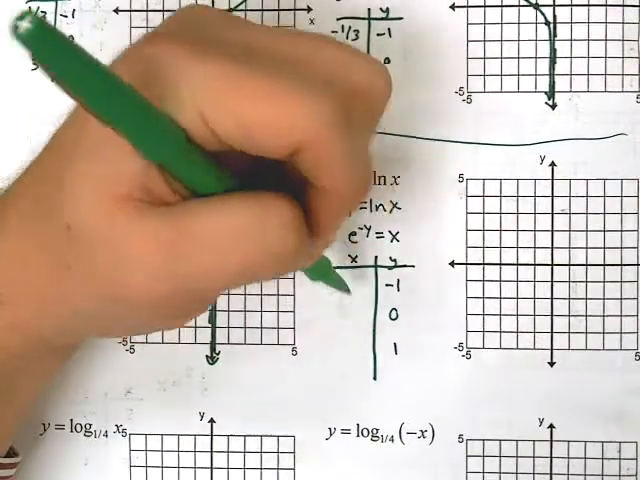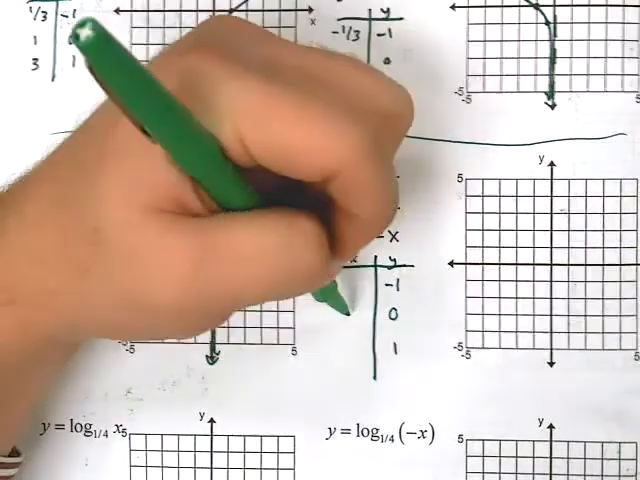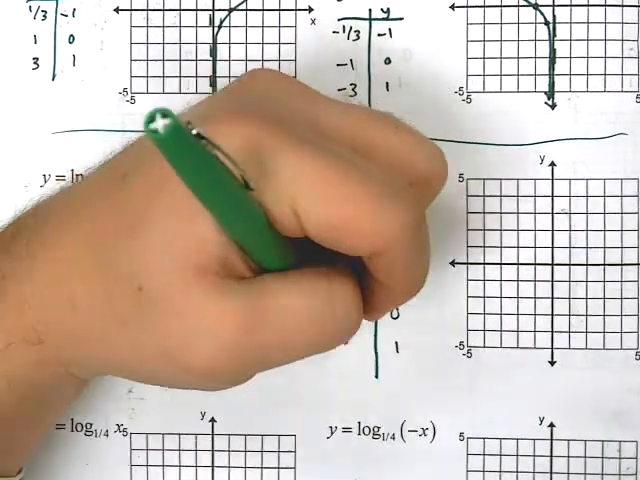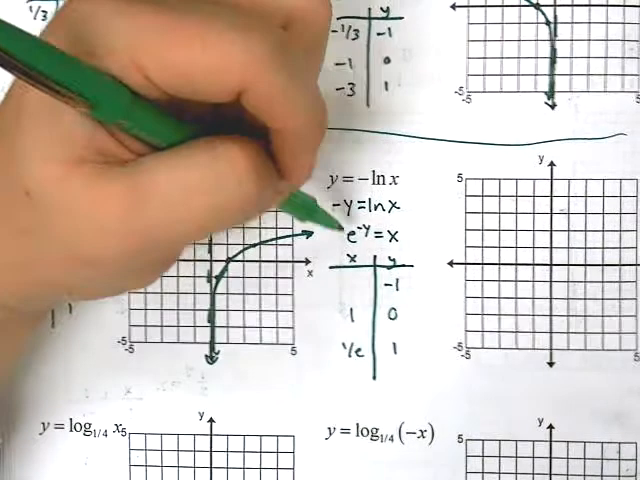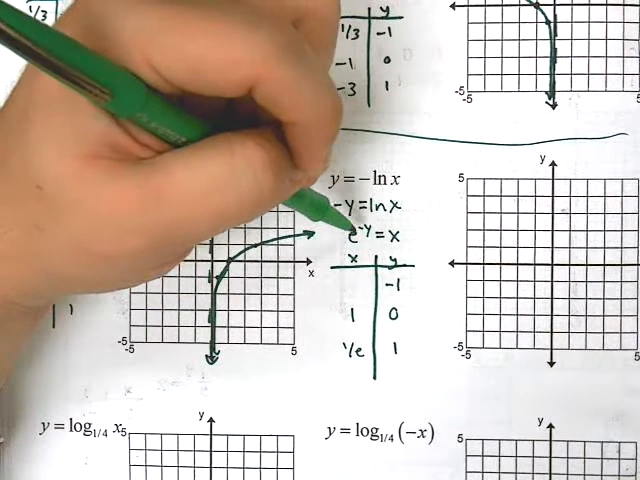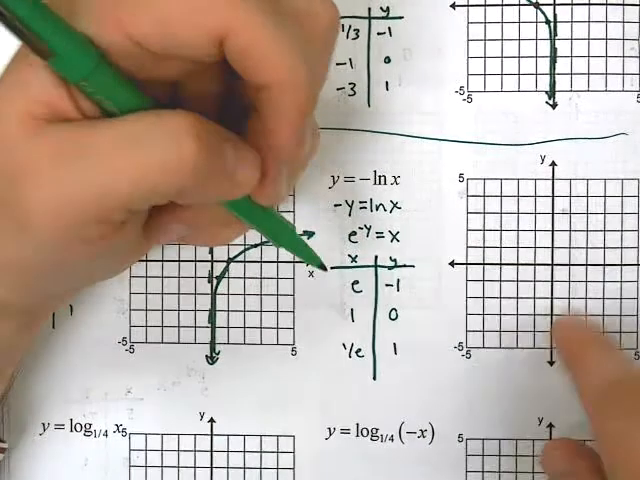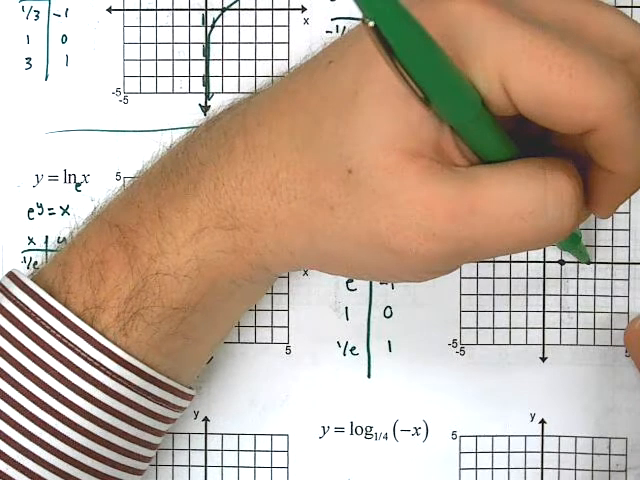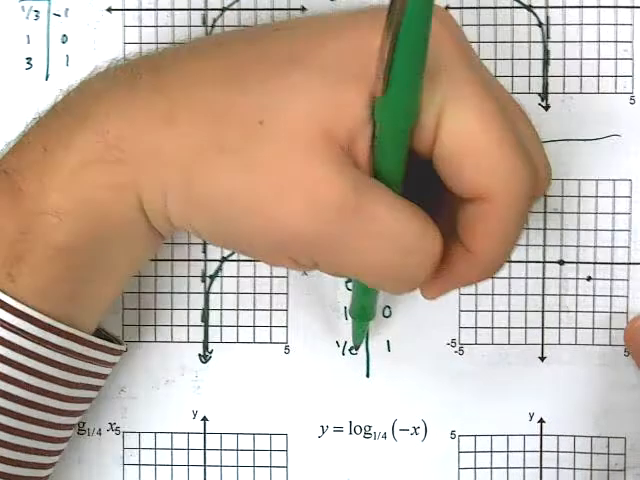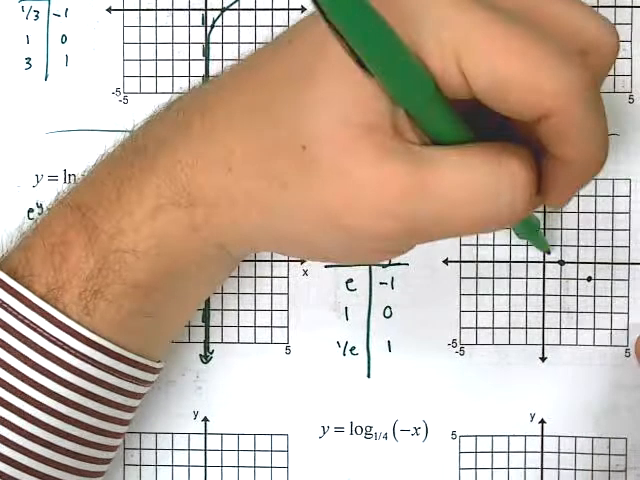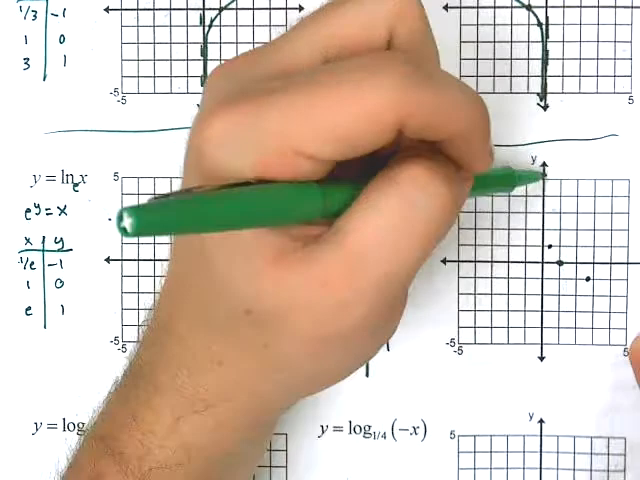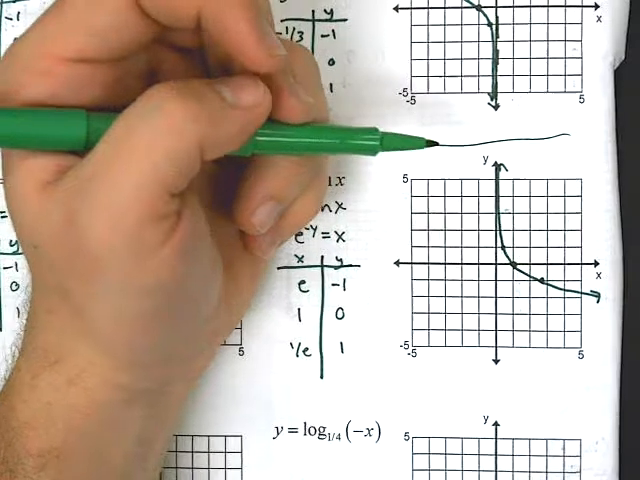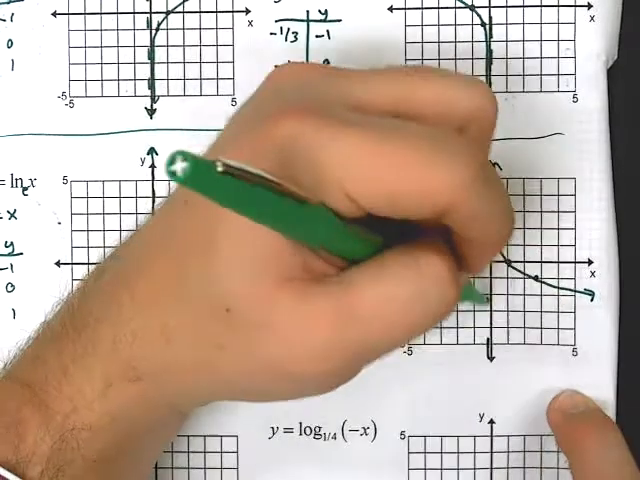And so let's see, when I plug in negative 0, that's still just 0, so 1. E to the negative first is 1 over e. E to the first is e. So now I can plot my points. 1, 0, e, or 2.7, negative 1, 1 over e, positive 1, and I know that my curve will look something like this. And I make my asymptote.